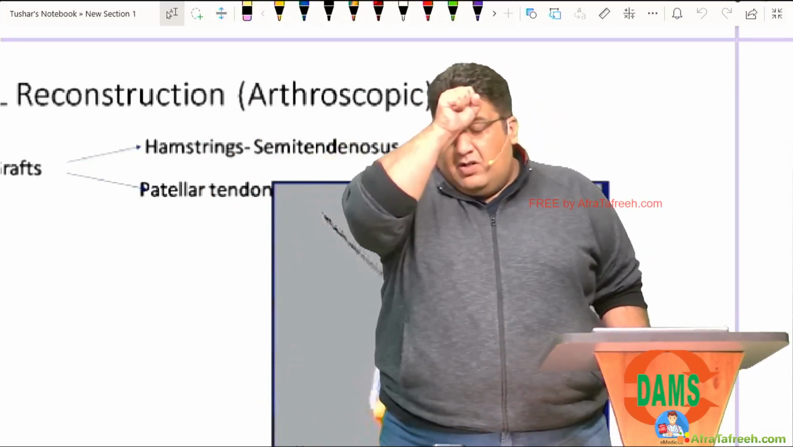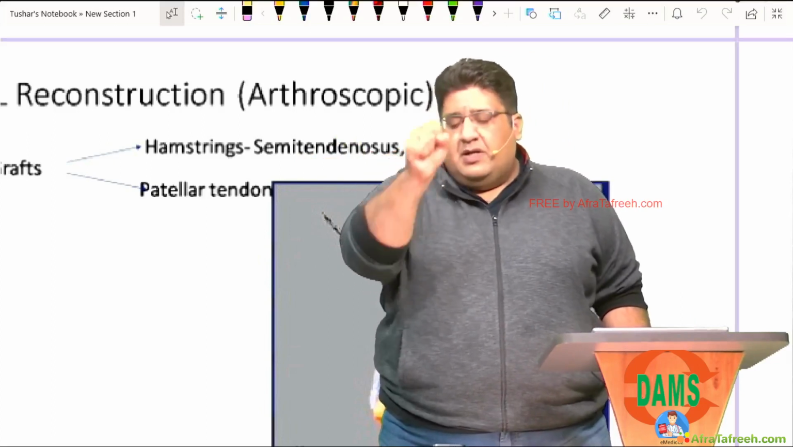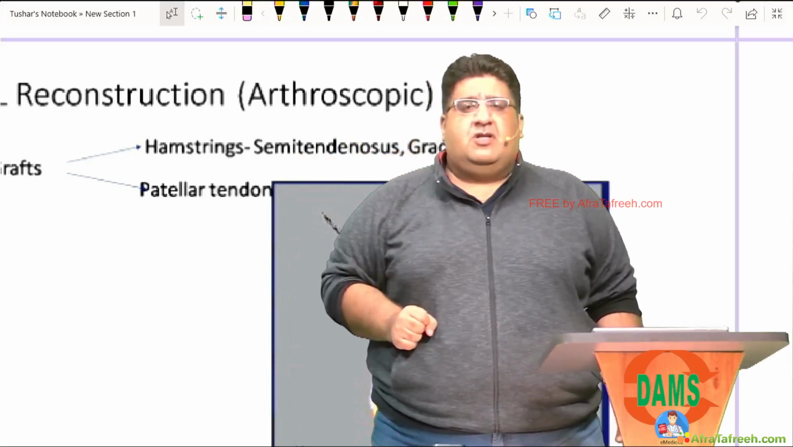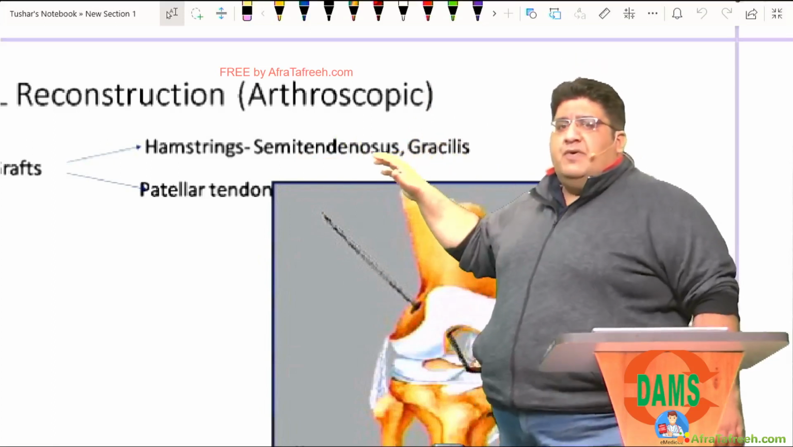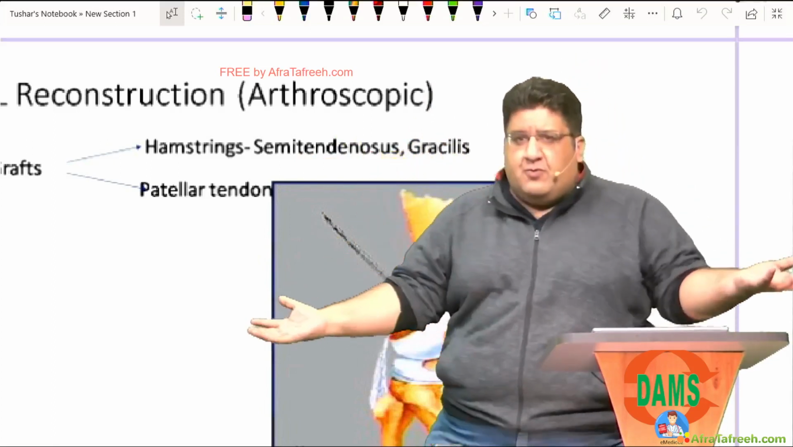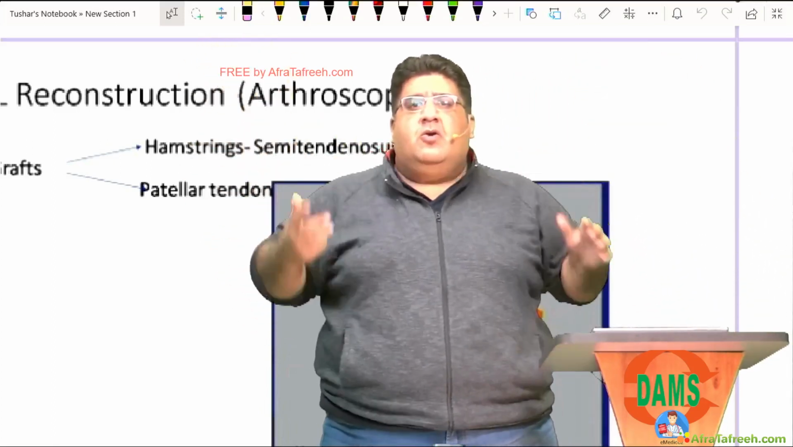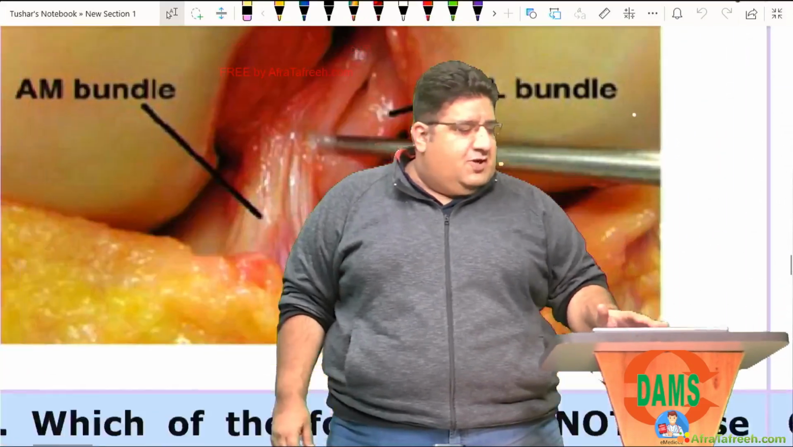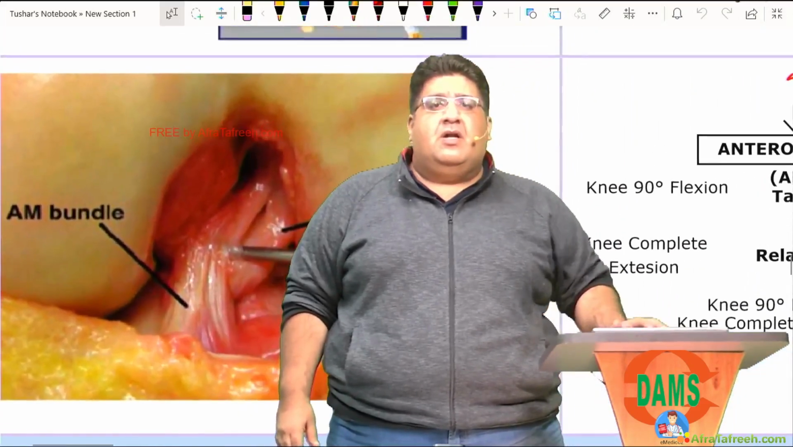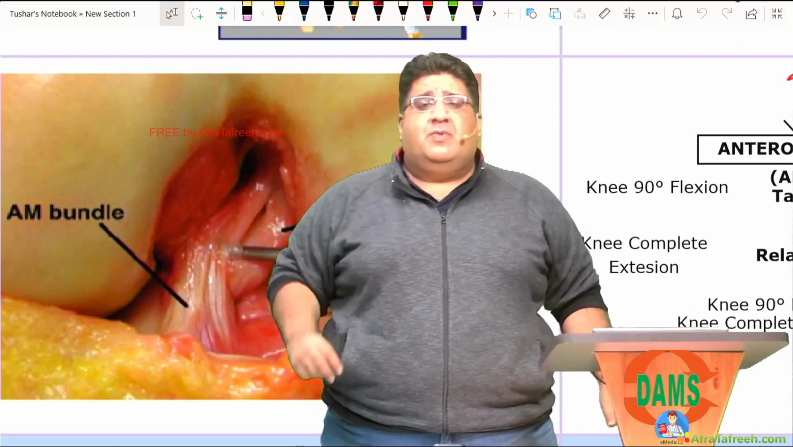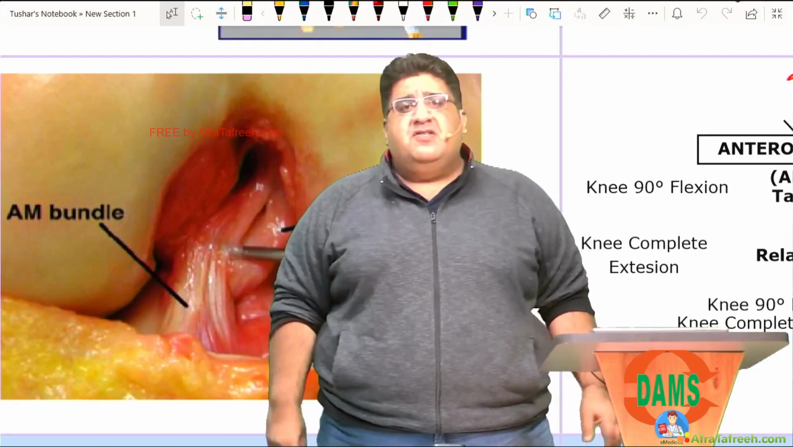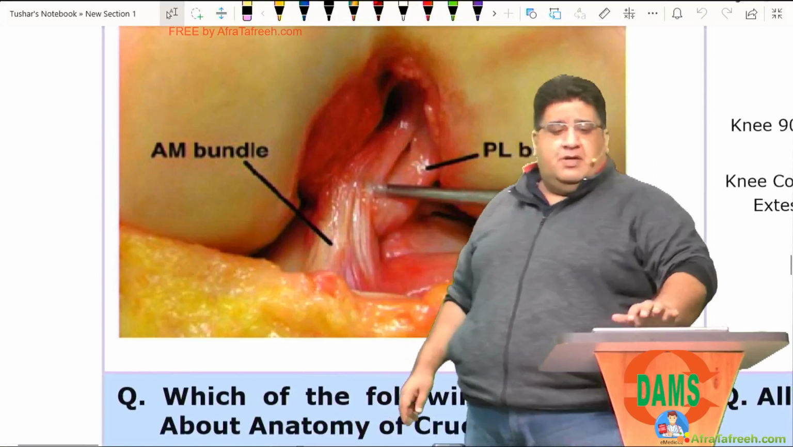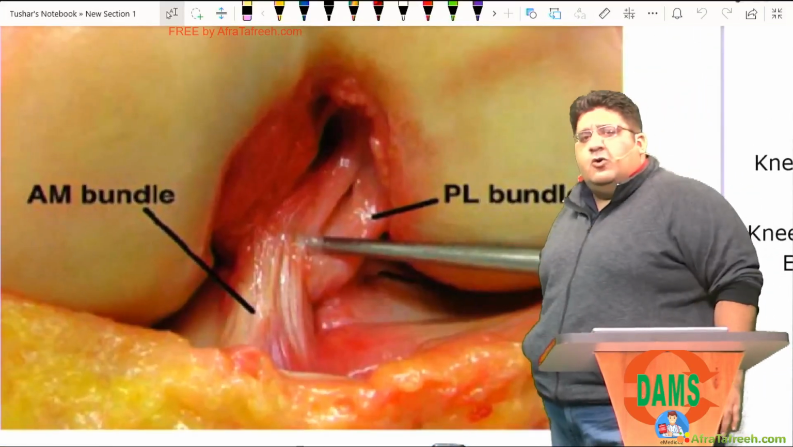And bloody hell, on that day, on that moment, in that OT, I came to know about this for the first time: why do we take two tendons? Because we have to recreate, we have to reconstruct two bundles. We have to reconstruct, come on, speak up, two bundles. Since we have to reconstruct two bundles, therefore we take two tendons, and now you understand the bundles of ACL very well. I hope this is clear.